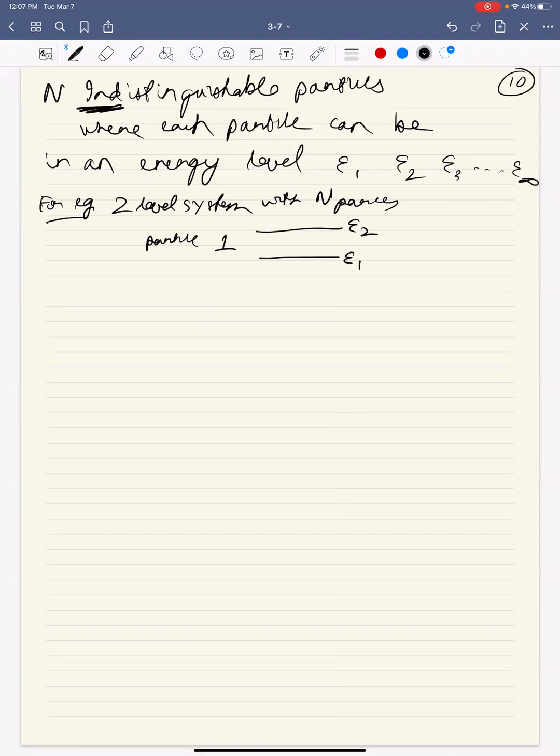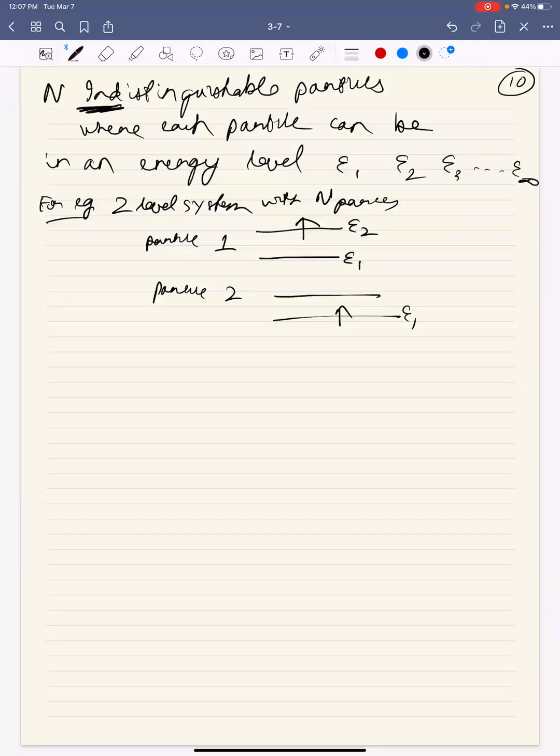So, for example, we did something like this earlier in the problem that we did in class, right? We had a two energy system, two state energy system, 0 and epsilon. Now I'm generalizing it. I'm calling 0 as epsilon 1, then epsilon 2, epsilon 3, and so on. So for example, a two level system with n particles, you would have particle 1 in either the ground state, which is epsilon 1, or the excited state, epsilon 2. So let's say particle 1 is in the excited state, right? Particle 2 could maybe have been in the ground state. I don't know where it is, right? You could do something like this.